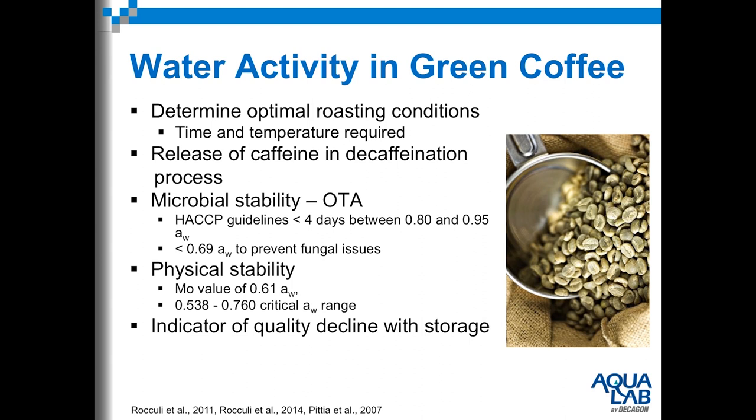Some other work by Patia established a critical water activity range. This is a range of critical water activities that you'd want to be around or below, and it was based on the ability of coffee to undergo phase transition from an amorphous to a glassy state. The range they established was 0.538 up to 0.760, so a pretty broad range. Basically, beyond this range, water acts as a plasticizer and starts impacting textural properties as well as increasing the rate of many different reactions.